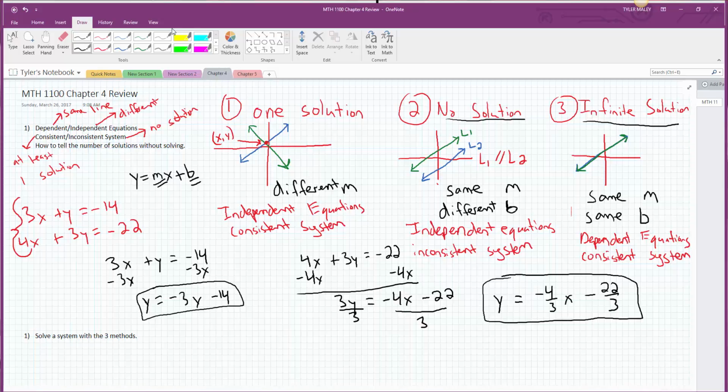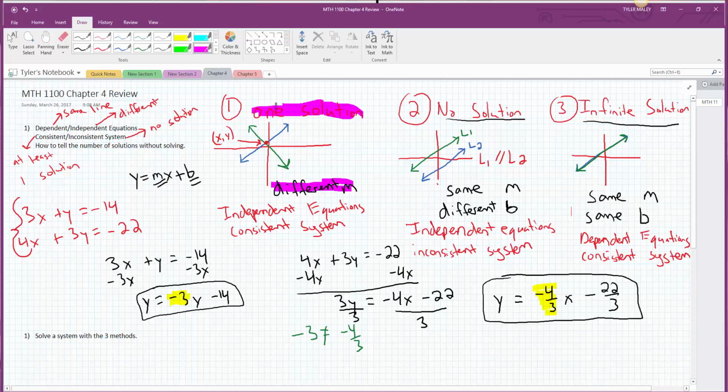So again, the first thing I want to look at is their slope. The slope here is negative 3. And the slope for the second equation is negative 4 thirds. And hopefully, you realize that negative 3 is not equal to negative 4 thirds. So that is this scenario here, where we have different slopes. So we have one solution. It fits in this category. So that's kind of the process.